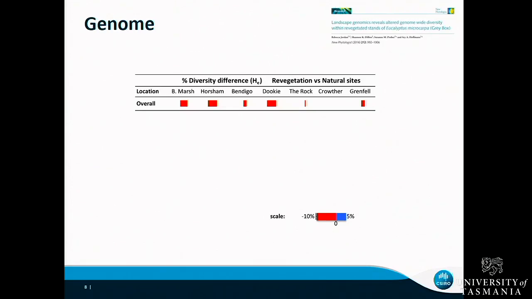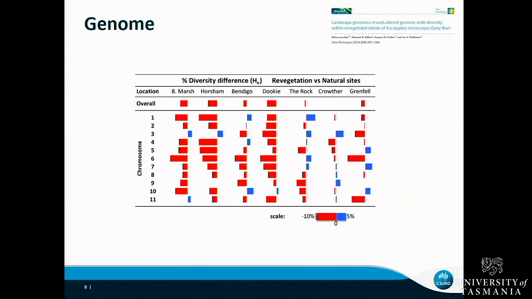Given the number of SNPs we had, we were able to break that down across the 11 chromosomes. When we look at the 11 individual chromosomes, what we find is that this change is really, really uneven. There are some chromosomes that have a greater loss of diversity, some that have lower, some that even have higher diversity in our revegetation sites compared to our natural sites. So this goes some way to possibly explaining that differentiation that we saw, that even though the overall level of diversity is the same, the actual variation across the genome seems to be different in our revegetation sites.